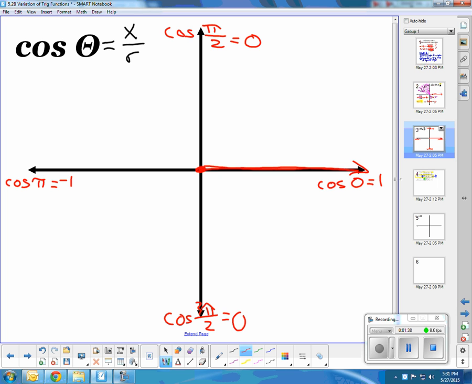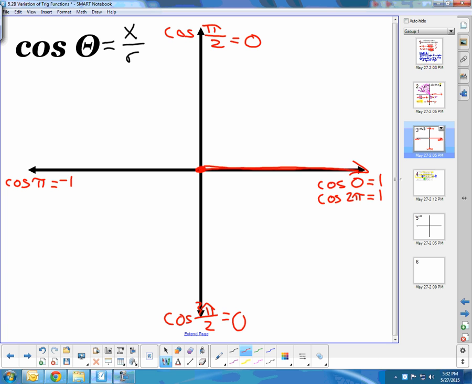And having those values for the quadrantal angles from 0 to 2 pi, I guess we could work our way around here and say also cosine of 2 pi is equal to 1 as well, 0 radians and 2 pi radians being coterminal angles there. So what is going to happen as I work through my first quadrant?